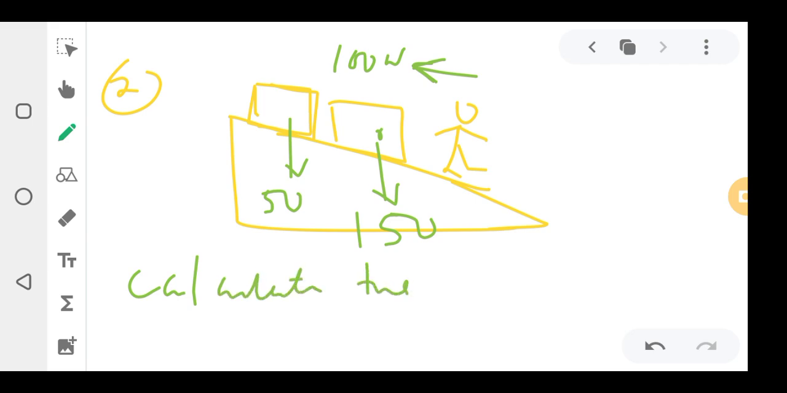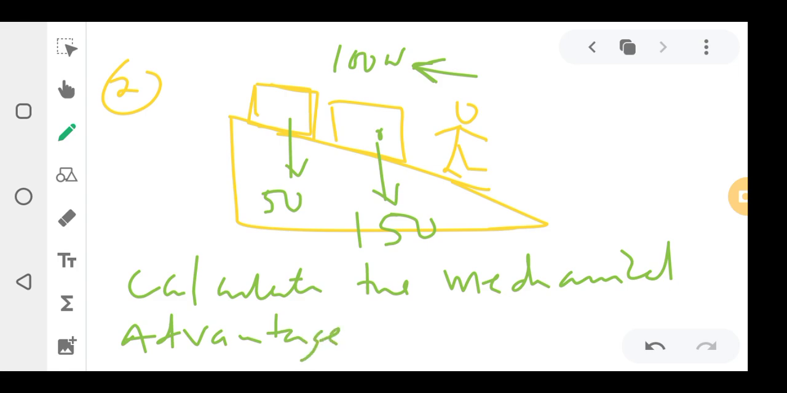Calculate the mechanical advantage, which is the MA. Okay? Calculate the mechanical advantage.